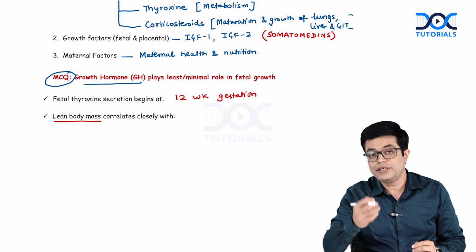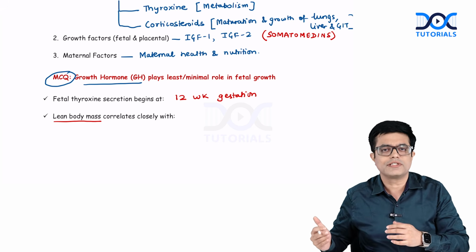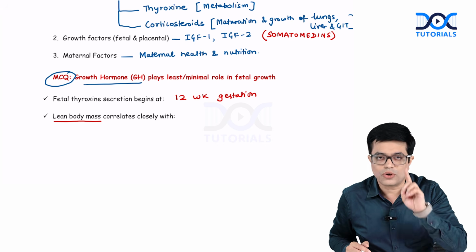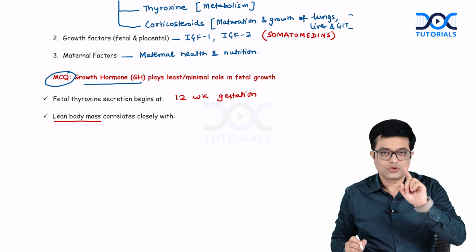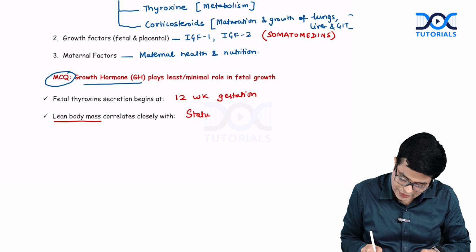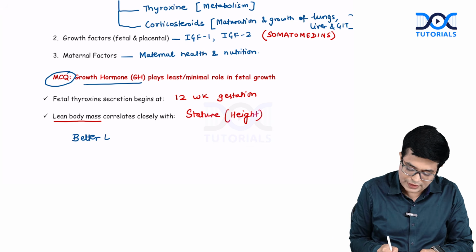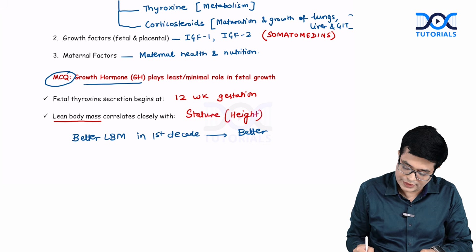We already know that if there is good lean body mass, the adult is very active and he has a good weight, he has good cardiovascular health. But studies have now shown that better lean body mass in a child is also related to the height of the child in adulthood. So lean body mass closely correlates with stature, that is height of the child. What it means is that better lean body mass in the first decade of life, that is the first 10 years, is responsible for better height in adulthood.